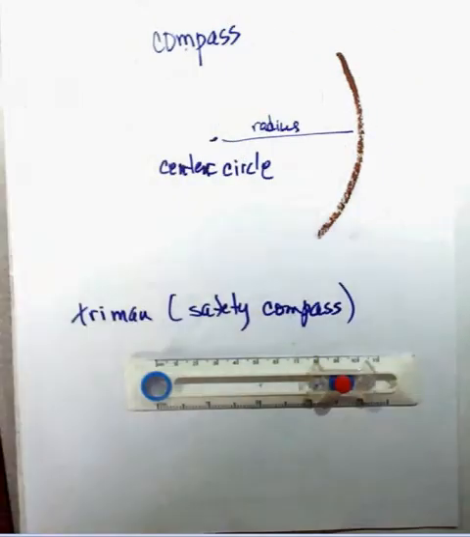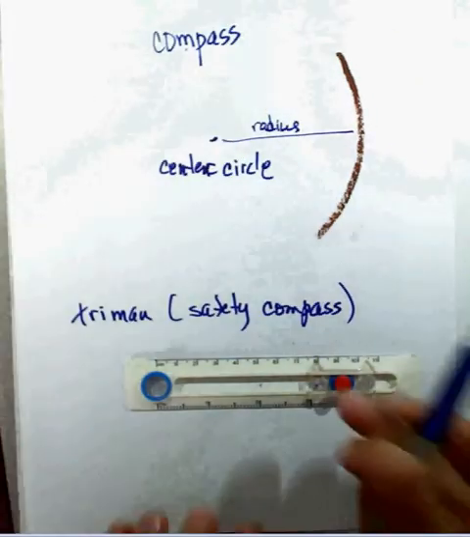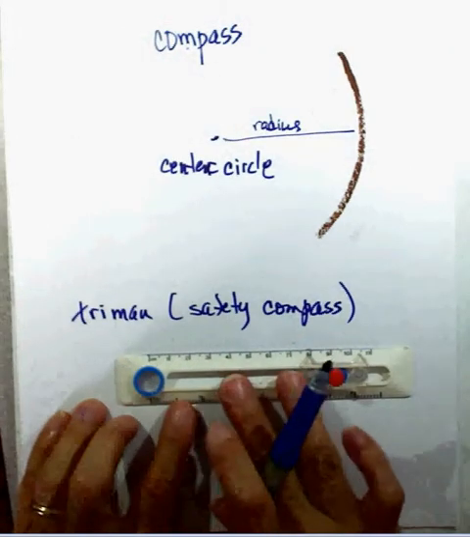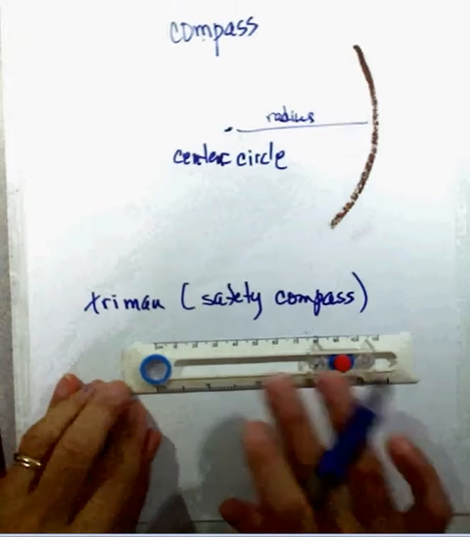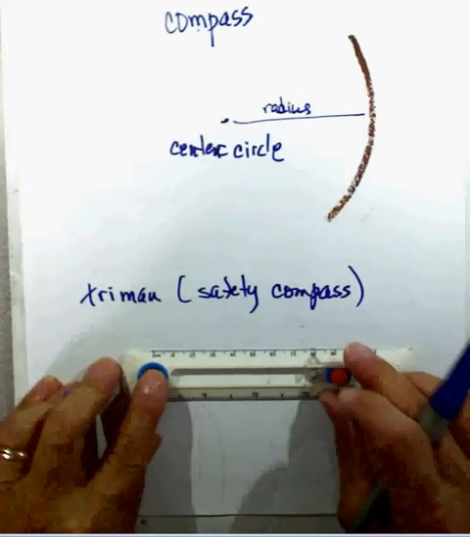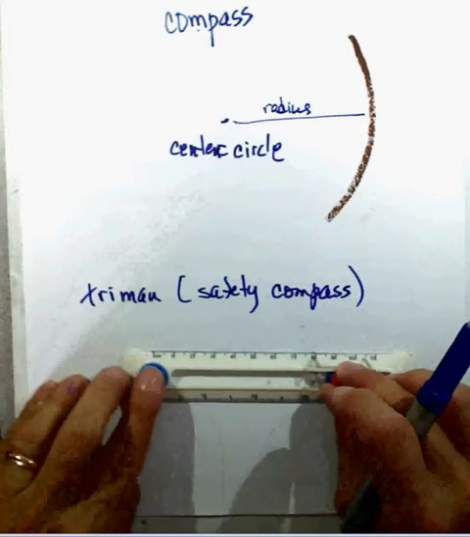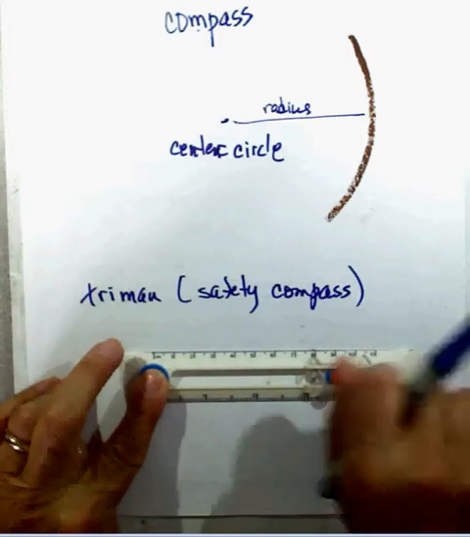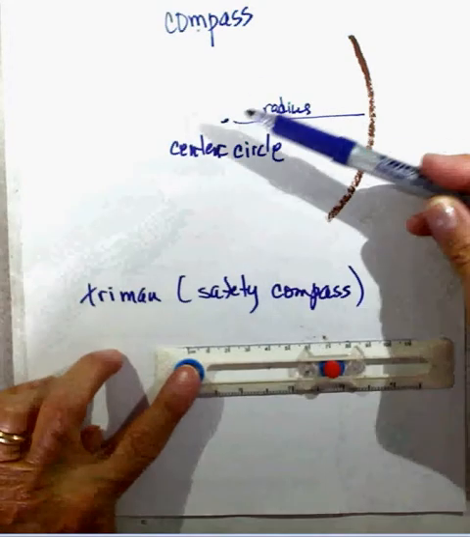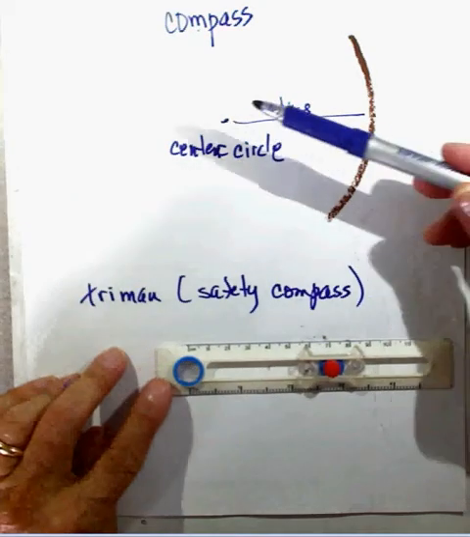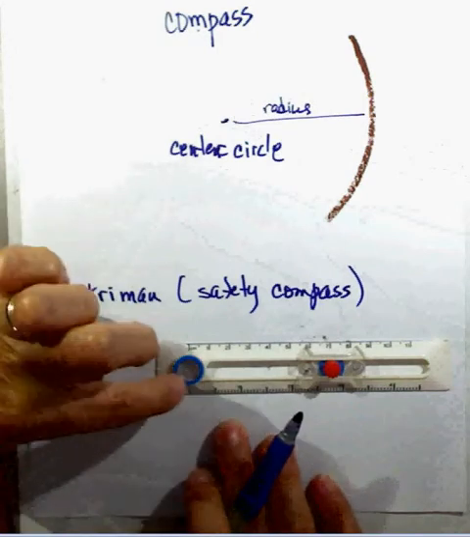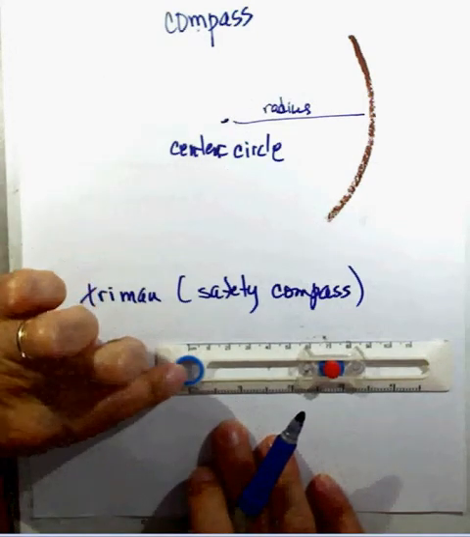Now, the triman, also known as a safety compass, okay, safety because it doesn't have a sharp point on it, is a much better tool in my opinion, and it's something that I actually purchased for you so that you can use it because it's less frustrating. And it also has a way that you can use the center, and the center of the circle on a triman is the center of this little circle right here.